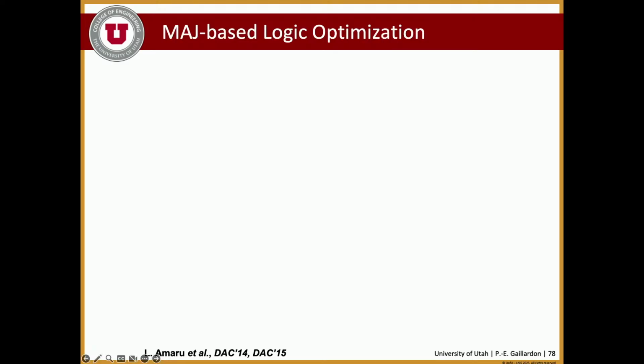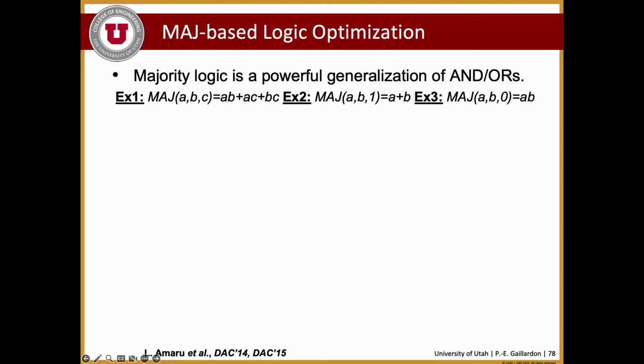And so a couple of years ago, we came up with a majority-based logic optimization. We started looking into median algebra and majority logic as a generalization of AND and OR, right? With a majority gate, you can bias one of the inputs: you'll get an AND, you'll get an OR, but you also get your majority. So can we use that in representing logic functions?